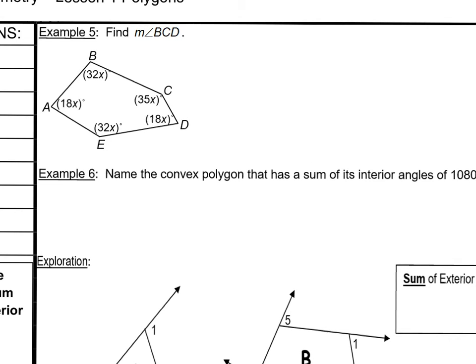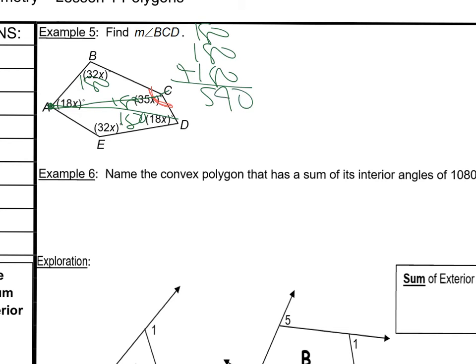Number 5 says, find the measure of angle BCD. So we're looking for this angle right here. Before we can find the angle, we got to find the sum of the interior angles. Recall there's two ways. You can just use one vertex and split the figure into triangles. The sum of the angles of one triangle is 180. Since we have 3 triangles, it is 180 plus 180 plus 180, which is 540. That's one way to find the sum of the interior angles. The other way is to use the formula.